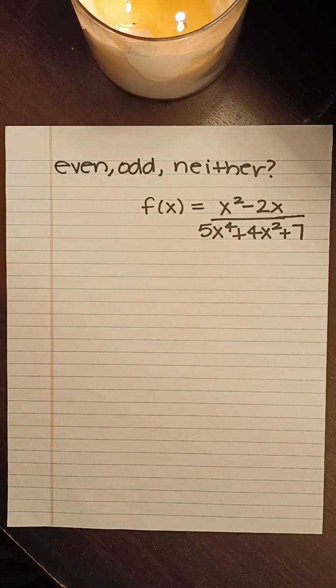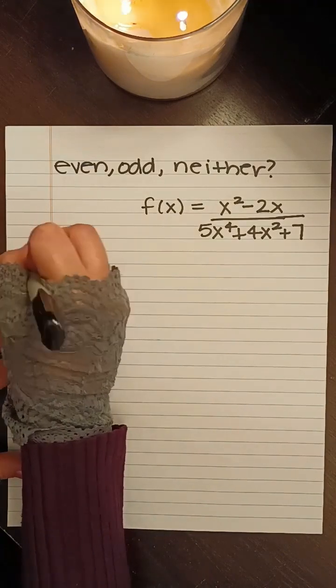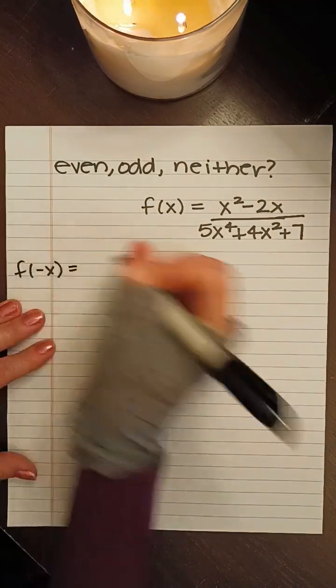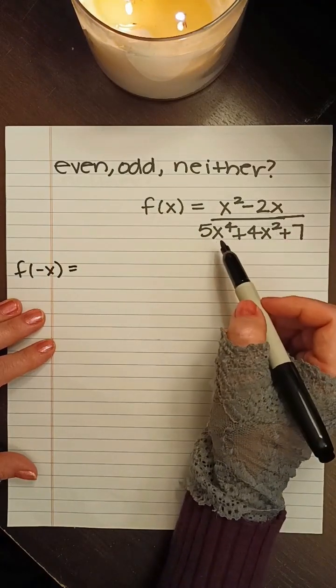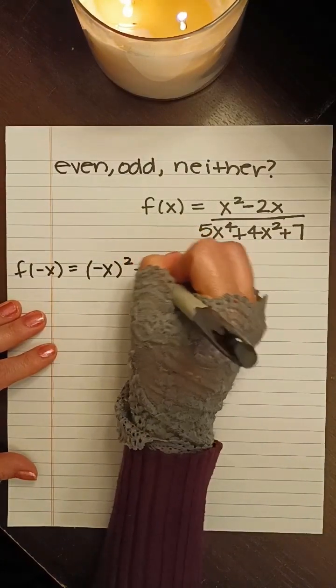Hello everyone, in this video I'm going to show you how to determine whether a function is even, odd, or neither. So let's just jump right into it. The first step you want to take is to find f of negative x. So I'm going to write f of negative x equals, and wherever I see an x in f, I'm going to replace it with a negative x.